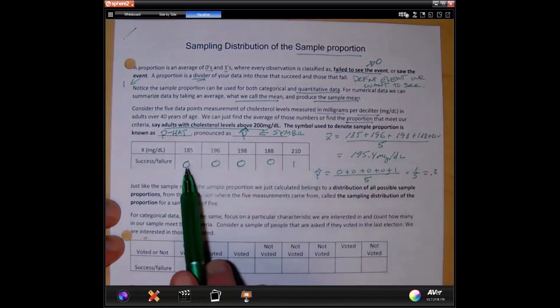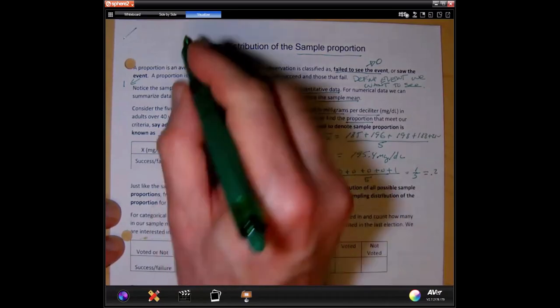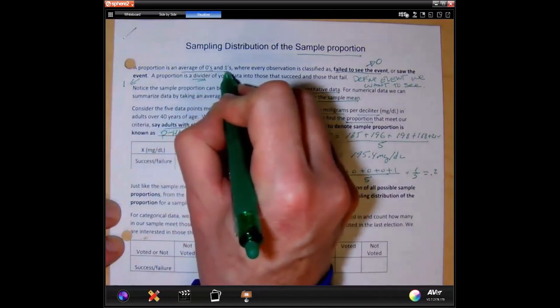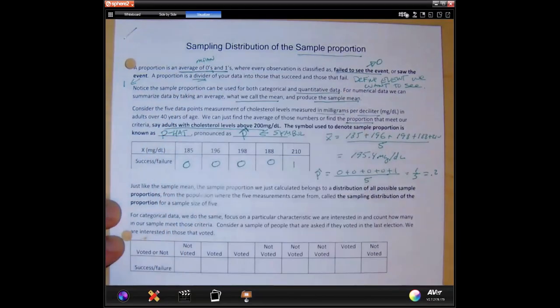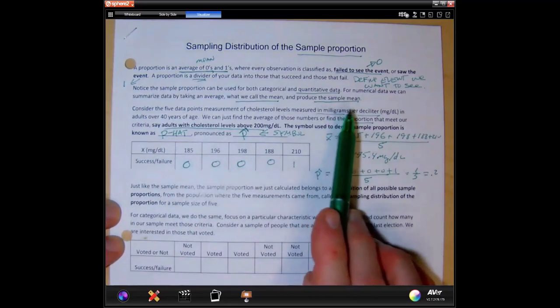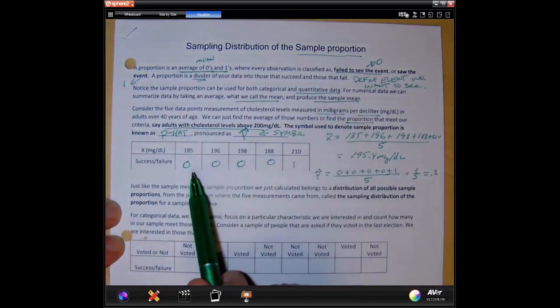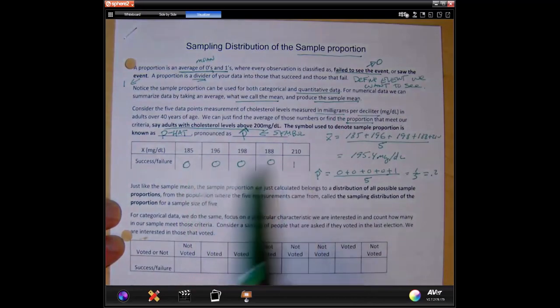Okay, so you notice this is also a mean, but it's a mean of zeros and ones, and that's what we say. A proportion is an average of zeros and ones. So a proportion is a mean, but a very special mean. A mean that divides the data into 2 sets. One set says, I did not see what I wanted to see. The other set says, I saw what I wanted to see. And so you need that level of criteria.